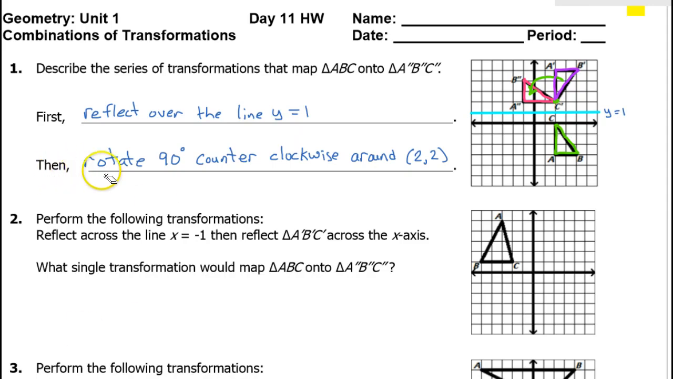So there you go. Then rotate 90 degrees counterclockwise around the point 2, 2. Of course, 2, 2, that's point C prime. That's where I got that from.